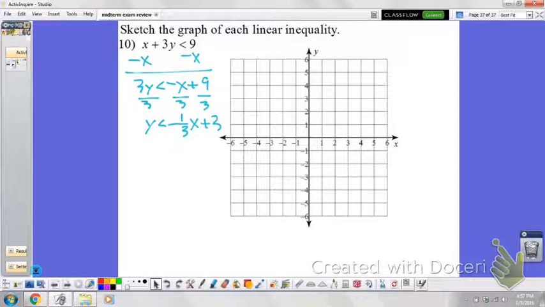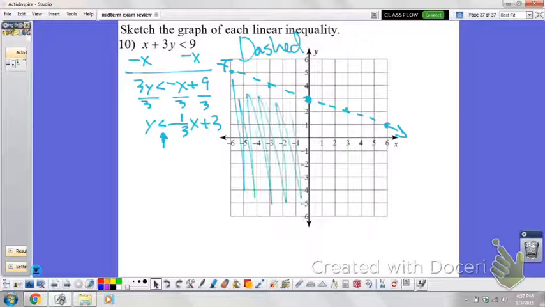Since it is just a less than, I will have a dashed line. I will have a starting point at +3. I will have a slope of -1/3, so I can go down 1 and to the right 3, down 1 to the right 3, or I can go up 1 and to the left 3. Go ahead and draw my dashed line. And since I'm dealing with a less than, I will shade below my line.